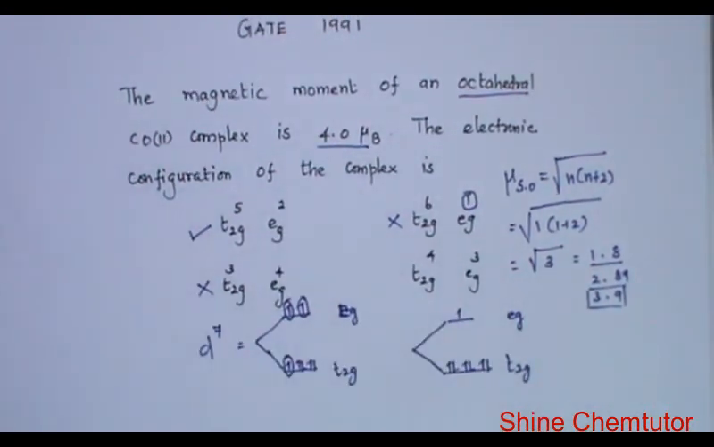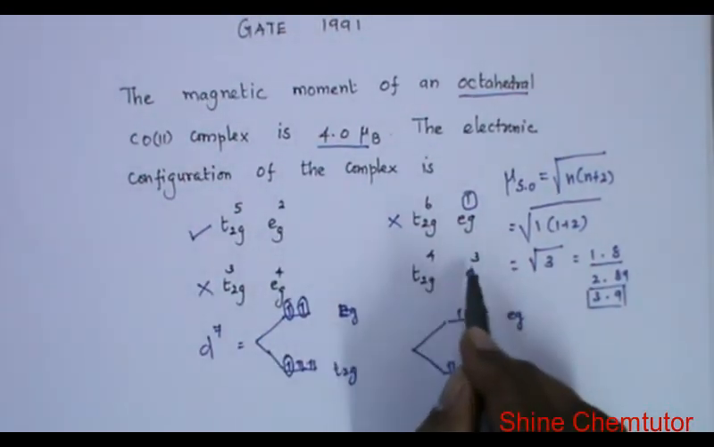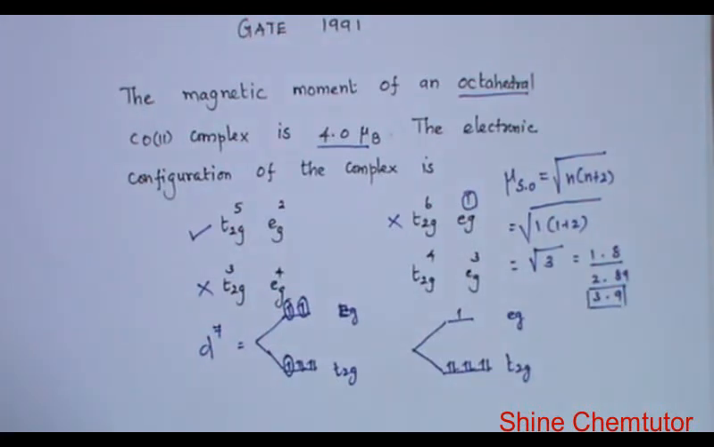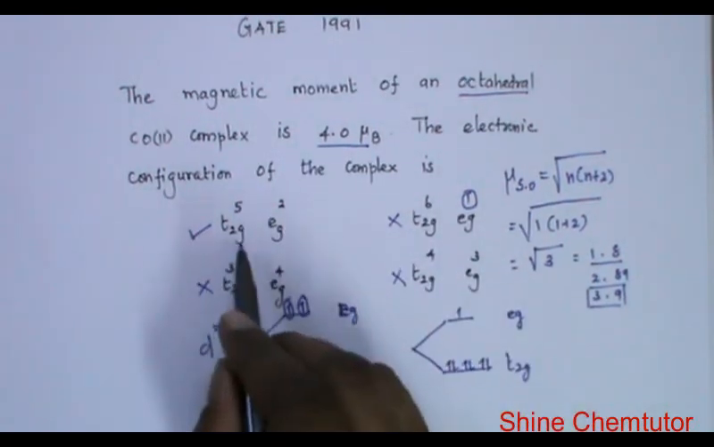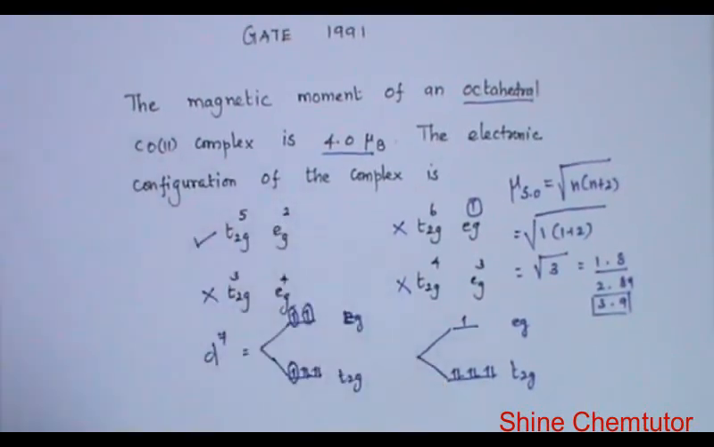What about this? Even though the number of unpaired electrons is 3, the arrangement is wrong. You have to fill the orbitals singly, that is in the high spin complex, then you have to pair. While pairing, you cannot place one electron in t2g and another one in eg. You have to pair in t2g, then you have to go for eg. So that is not possible. So the answer is t2g 5 electrons, eg only 2 electrons.